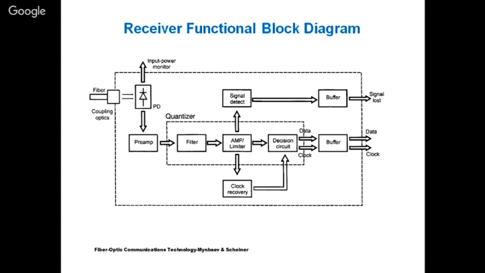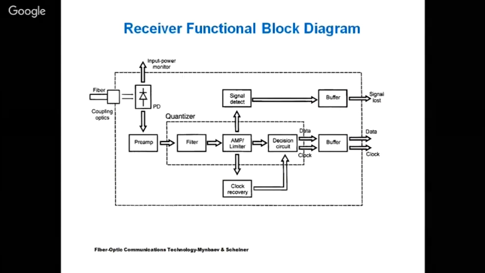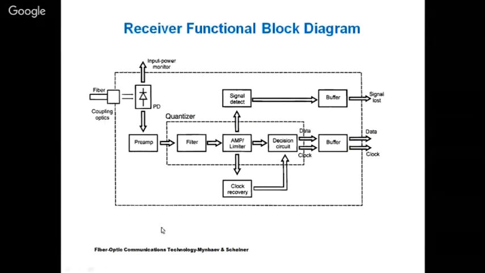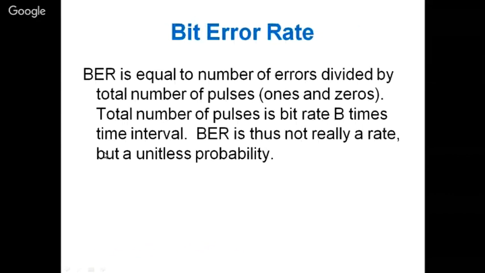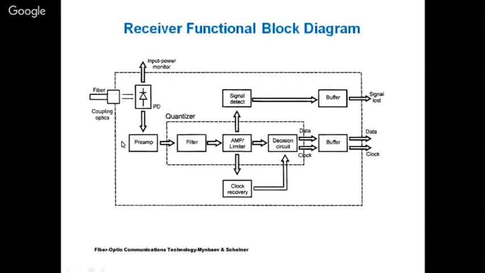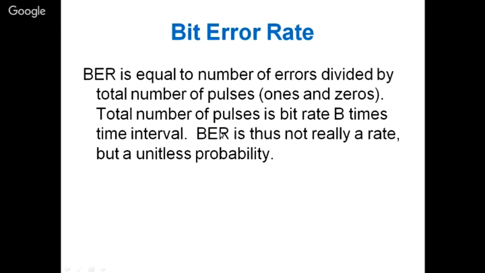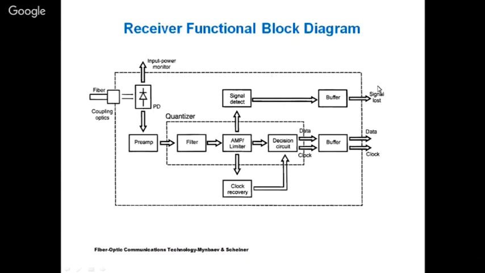So this is the functional block diagram of a receiver. The fiber is coupled to this. The light falls on the PIN photodiode, then a preamplifier, then you have filters, amplifier, limiters, decision circuits, and ultimately you get the signal, data, and clock also. You can synchronize with other things.